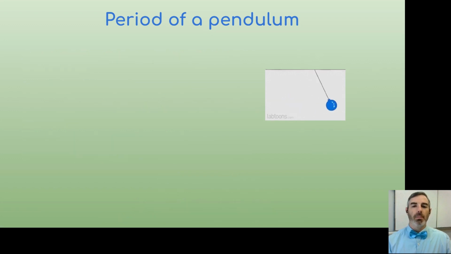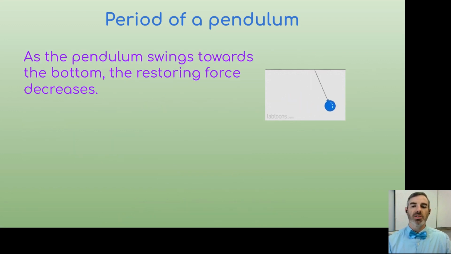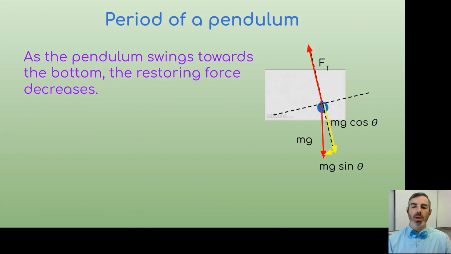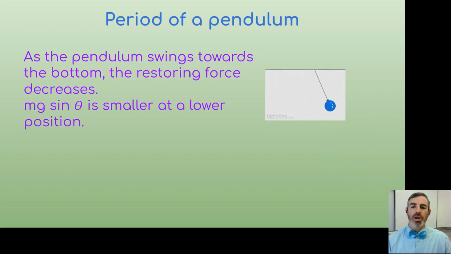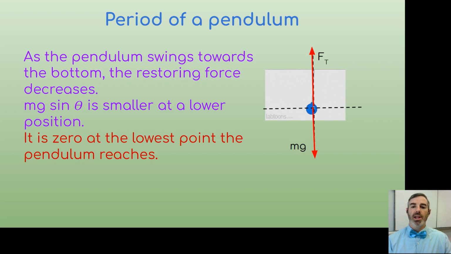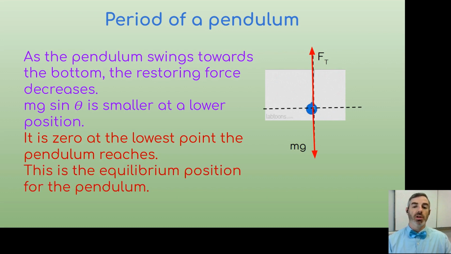So let's set the pendulum back in motion. As it swings back and forth, when it gets closer to the bottom, the restoring force decreases, much like the spring force in a spring oscillator. So we're going to pause it at a lower point and redraw that same free body diagram. We can see that mg sine theta is a smaller force and the restoring force is decreased. If we bring it all the way down to its lowest position, at that point there isn't a horizontal component. Therefore, the restoring force is zero at its lowest point, and that is known as the equilibrium position for the pendulum.